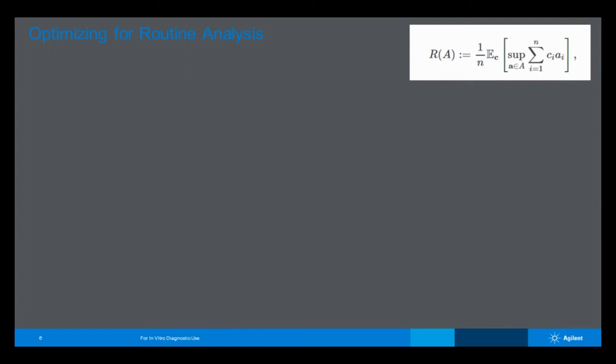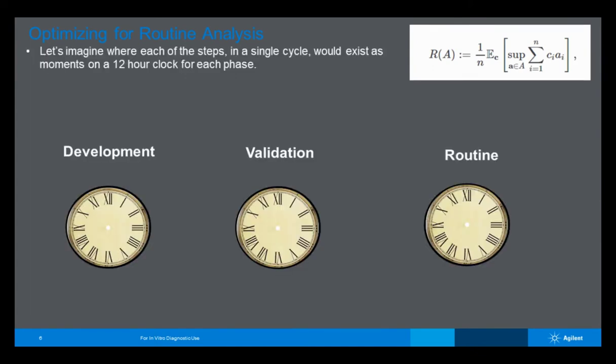So that's a mouthful. What does it really look like? Or how can we apply this? So let's imagine that we have each of the steps in our routine analysis for a single cycle, and where they would exist as moments on the 12-hour clock for each one of the phases. So you can see in our illustration here, we have a development clock, a validation clock, and a routine analysis clock too. And we take each one of the steps, more appropriately the inflections between the steps, and we start to plot them.